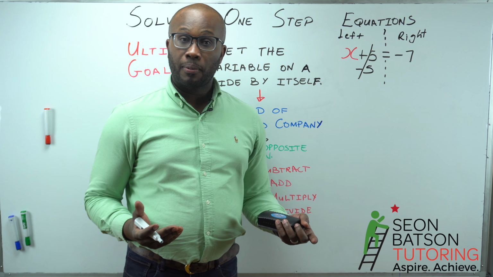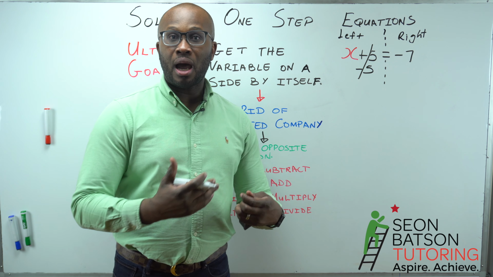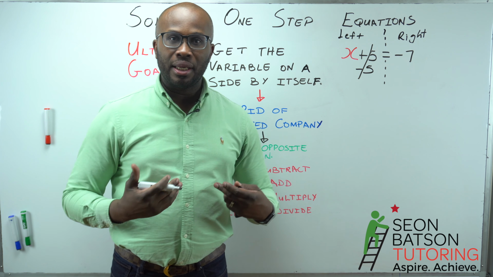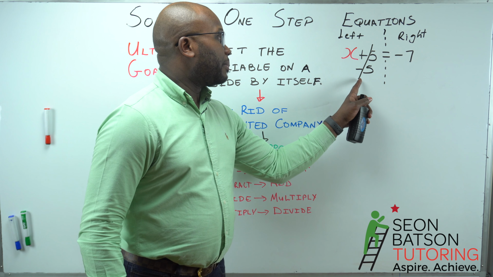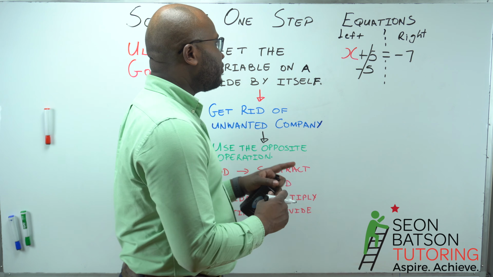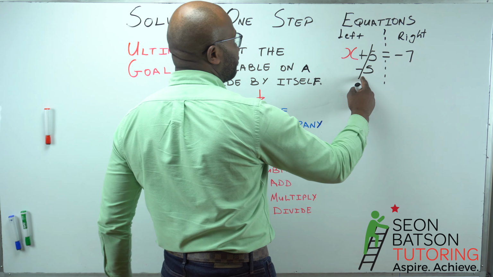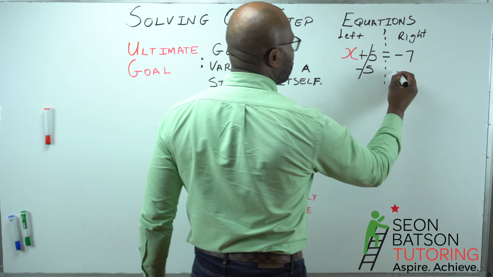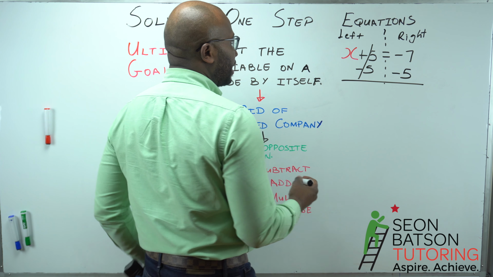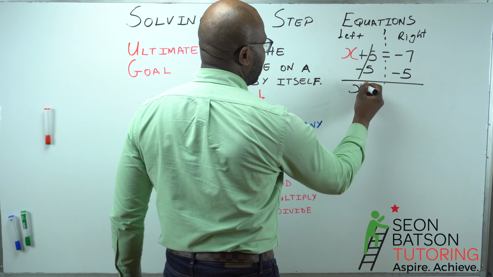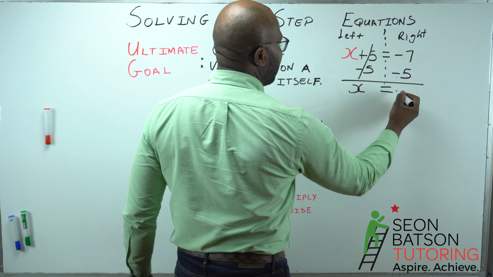5 take 5 is 0. And that's the purpose of the opposite operation. The opposite operation gets rid of or eliminates the unwanted company. We aren't finished though. Remember, whatever the opposite operation is, we must perform that operation on both sides of the equation. So if I subtract 5 from the left side, I must subtract 5 from the right side as well. And after subtracting, I'm left with x by itself on the left side, equal sign, and -7 - 5 gives me -12.